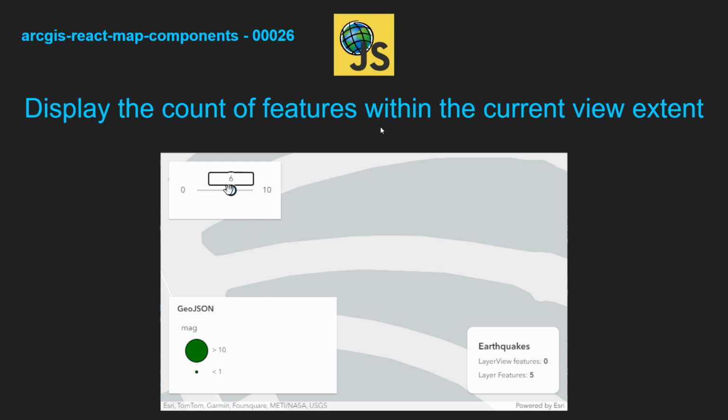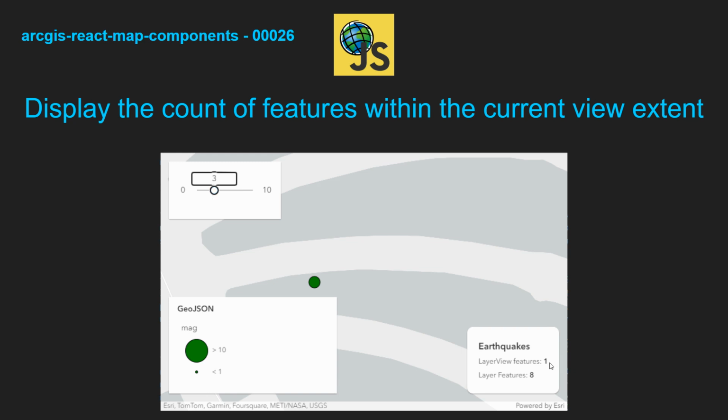Display the count of features within the current view extent. As you can see here in this picture, we have this slider, and if we change this slider, the feature count will be impacted in this custom widget, and also on the layer the feature will disappear once you reach 6. We want to reflect our count.